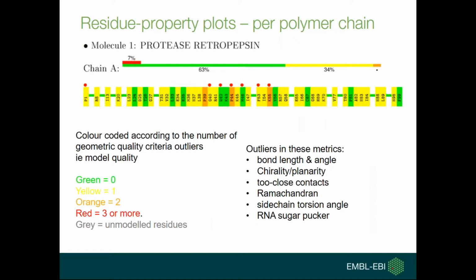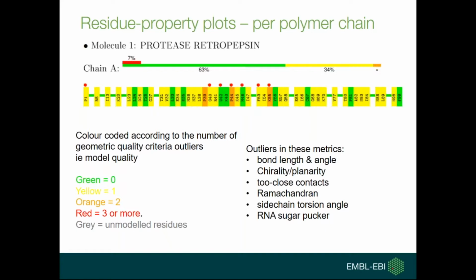So let's look in more detail then at the validation report. We next move on to the residue property plots, and they're given per polymer chain. So they're color-coded by residue according to the number of geometric outliers. So if a residue is green, there are no outliers. Yellow, there's 1, orange 2, and if it's colored red, there are 3 or more outliers. And if it's gray, then it's not there in the model.